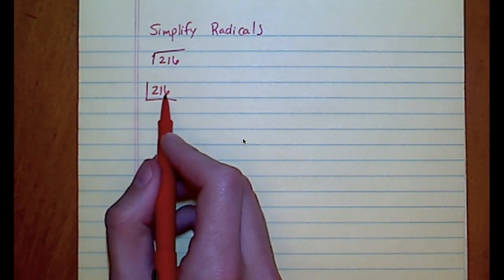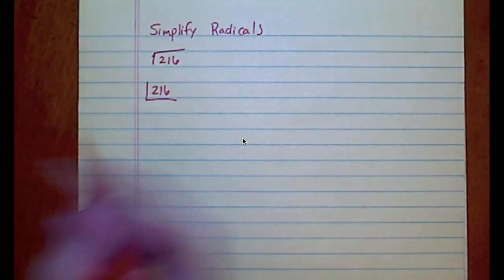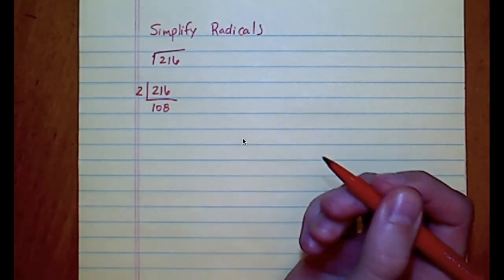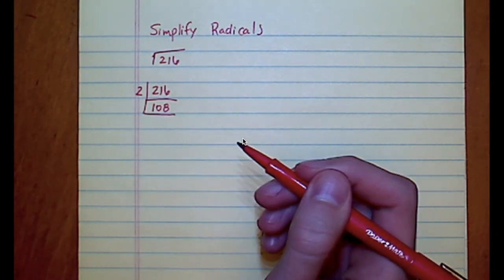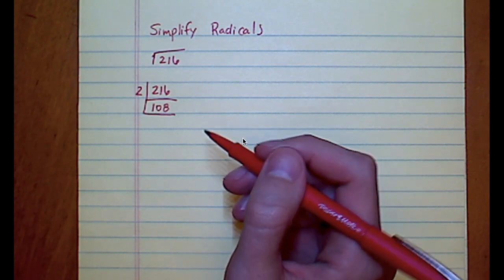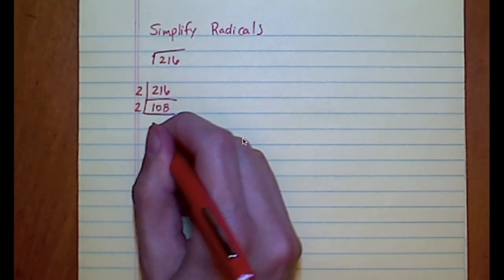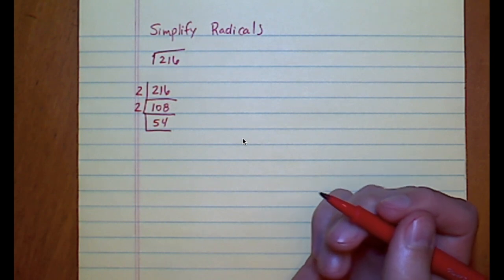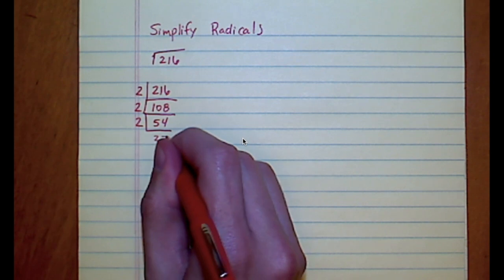So 216 is an even number. And because it is an even number, I know that 2 will come out of it. So I'm going to take a 2 out of 216, which leaves me with 108. 216 divided by 2 is 108. And I'm going to continue this pattern all the way down until I get the number 1. 108 is again even. Dividing it by 2 gives me 54. And I'm going to keep taking 2's out until I run into a non-even number. So this again is a 2, which leaves me with 27.